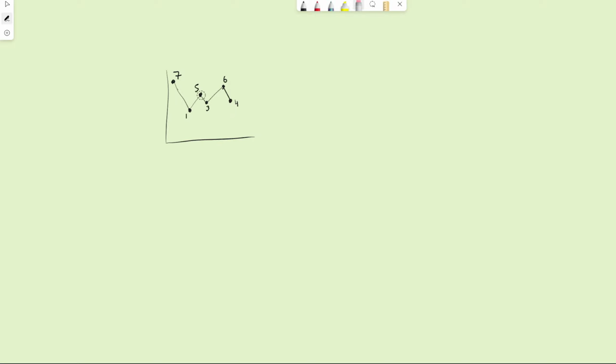But then when we go to 5, we're going to notice that the minimum price is 1. But the profit is going to be 5 minus the minimum price, which is 1, which is going to give us a profit of 4. And as we go on, we're still going to have the minimum price stored as 1. And then when we reach 6, we can update the resulting profit to be 6 minus 1 to give us the answer that we're looking for, which is 5.